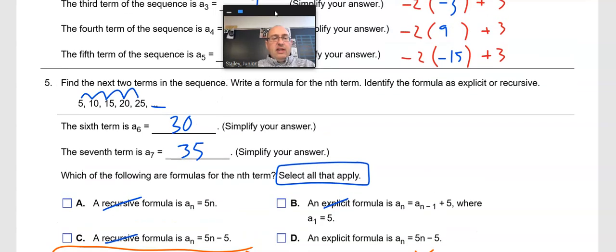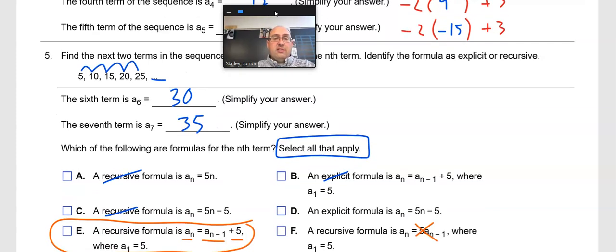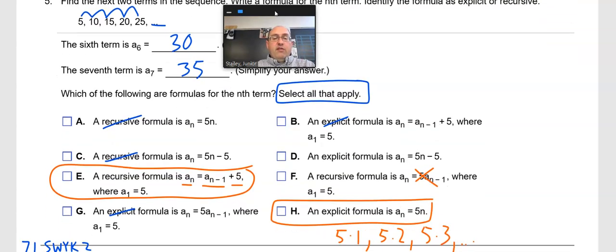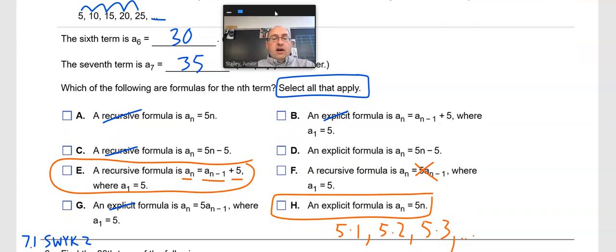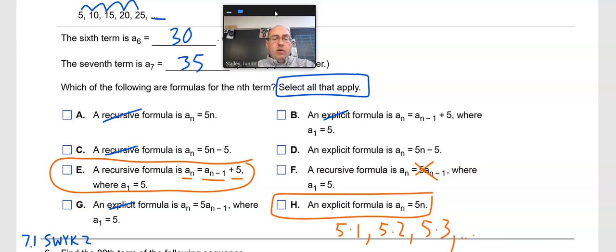Question 5 says find the next two terms in the sequence. Obviously, they are adding 5 every time, so that means 30 and 35. But the tougher part of this question is this: which of the following are formulas for the nth term? Select all that apply. Okay.